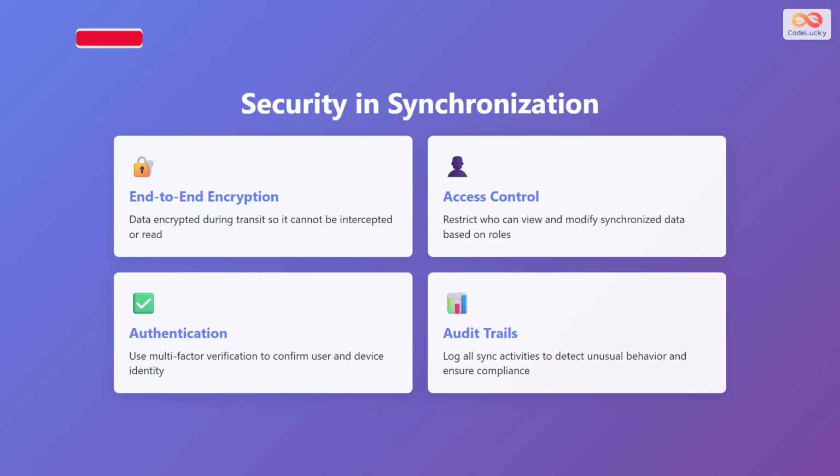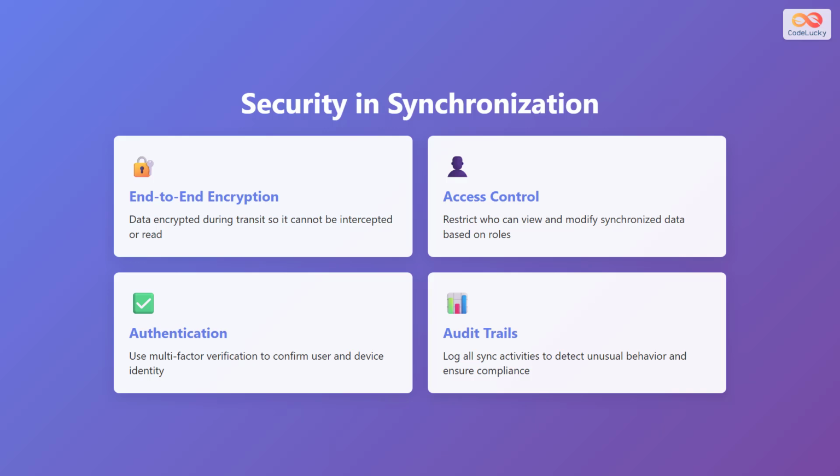Security is critical when synchronizing data across devices. The first security measure is end-to-end encryption. This means data is encrypted while it travels between devices, so it cannot be intercepted or read by unauthorized people. The second measure is access control. Restrict who can view and modify synchronized data based on their role or permissions. For example, only managers might be able to edit certain files.